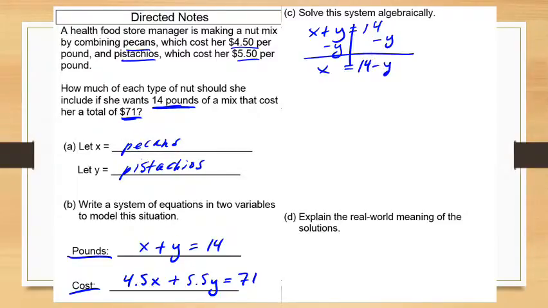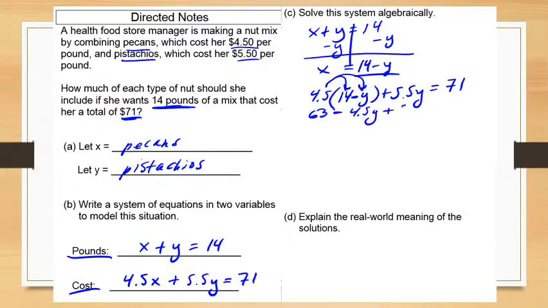All right, so now we can substitute that into the other equation for X. So 4.5 times (14 minus Y) plus 5.5 times Y equals 71. You can see we need to distribute the 4.5 to each term, being careful of that subtraction sign too. So 4.5 times 14 is going to give us 63, minus, because there's a minus sign here, 4.5 times Y, plus 5.5 times Y equals 71.